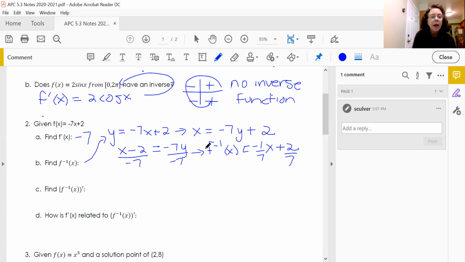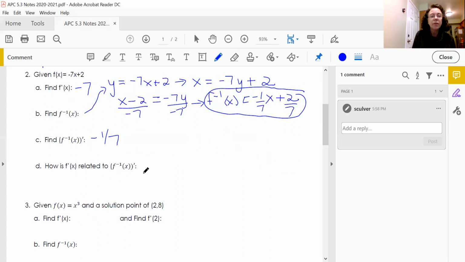All right. Now they want the derivative of the inverse function. Notice that's a -1/7. Okay, so how is the derivative of the original function related to the derivative of the inverse function? Let's take a look here. They are reciprocals of each other, it would appear. Reciprocals of each other.